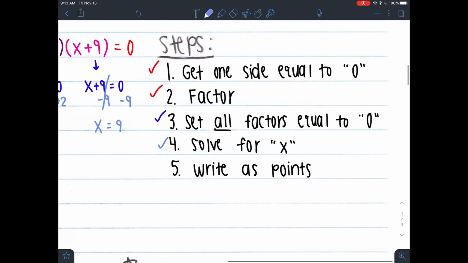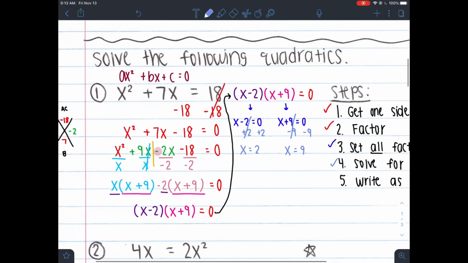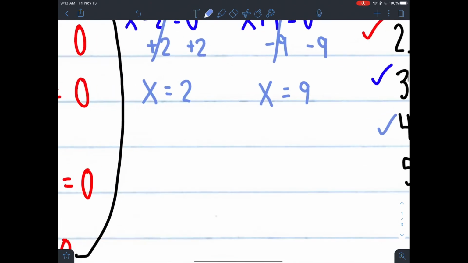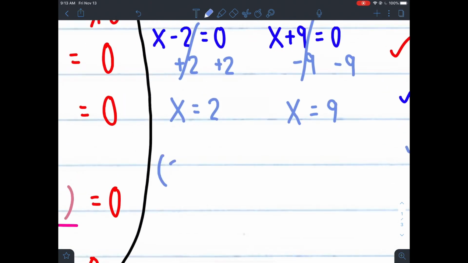Then it says write it as points. Remember, the whole point of solving a quadratic is finding its x-intercepts. So we actually found its x-intercepts. One of its x-intercepts is (2, 0), and the other one is, oops, I forgot the negative sign. This is a negative 9. The second x-intercept is (negative 9, 0).